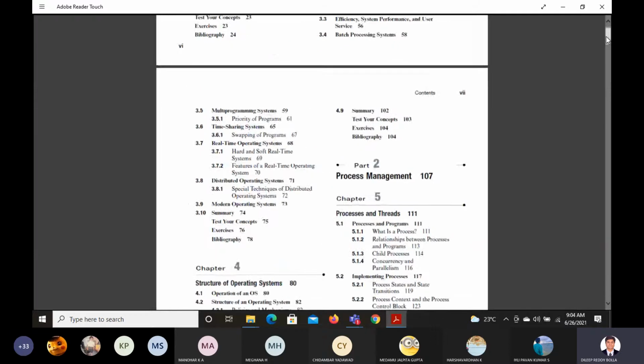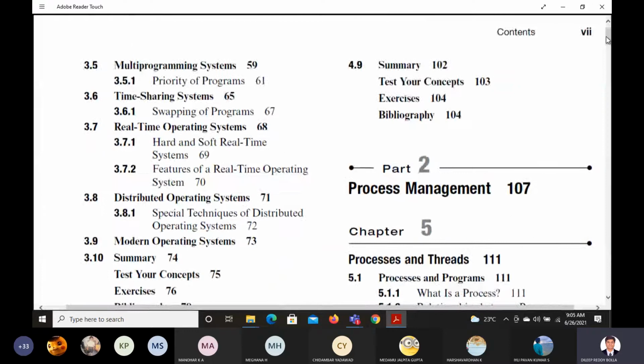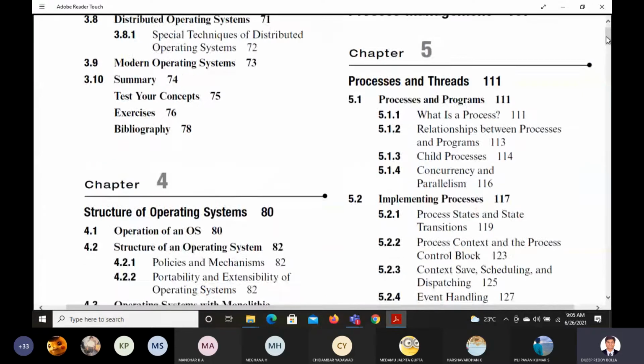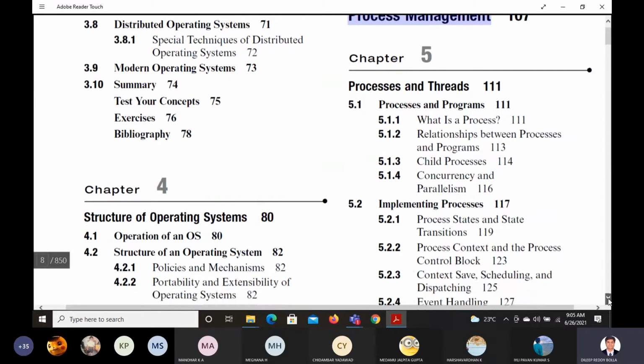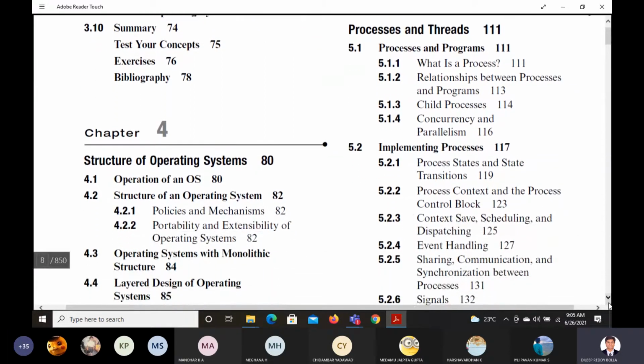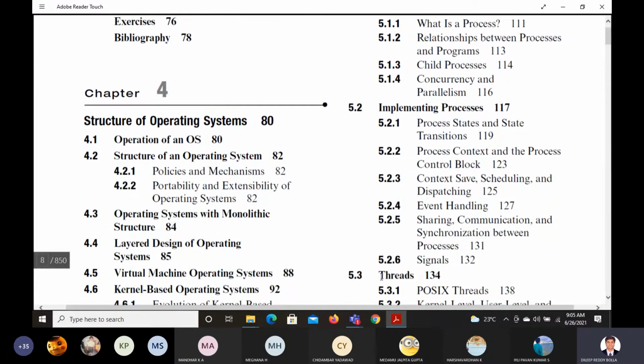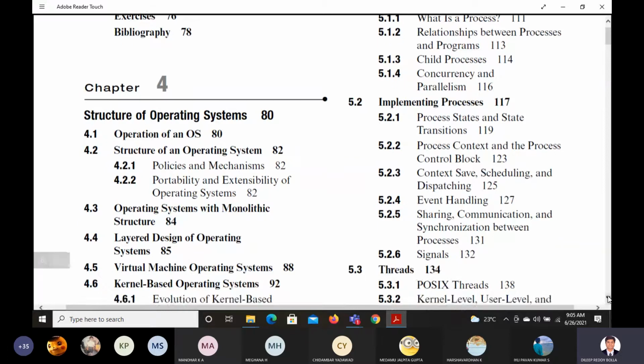If you focus on this chapter 5, we have this process management. In this part, the first half you can remove, which means OS, a view of process and all that is not required for us as of now. PCB also is not required. So you have to start from threads. From threads you can go through.